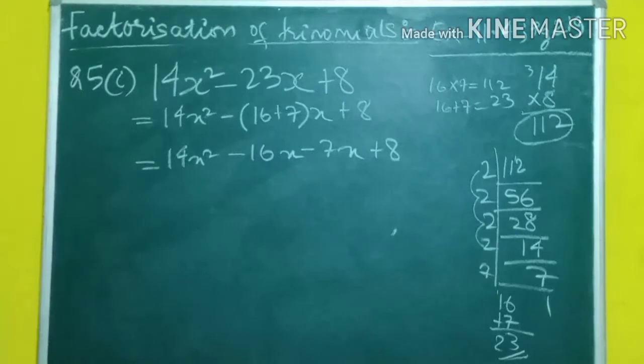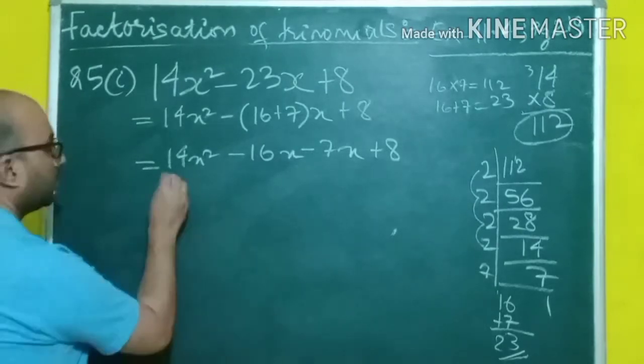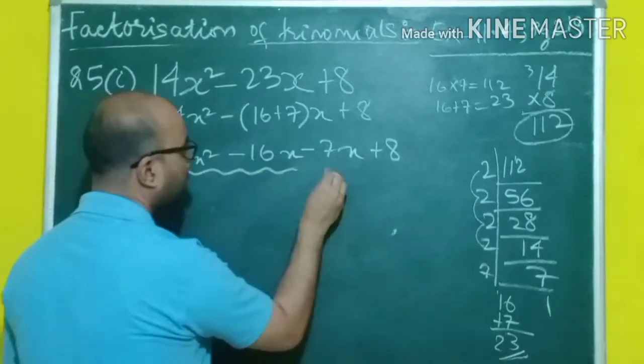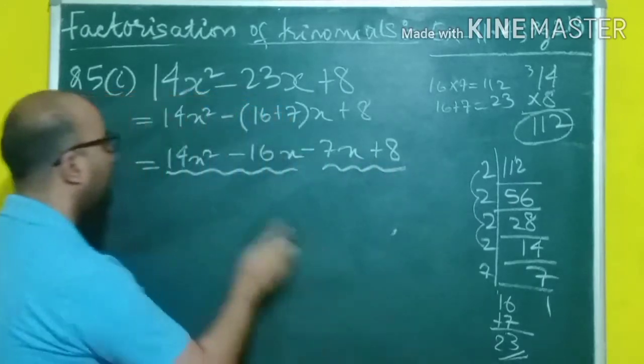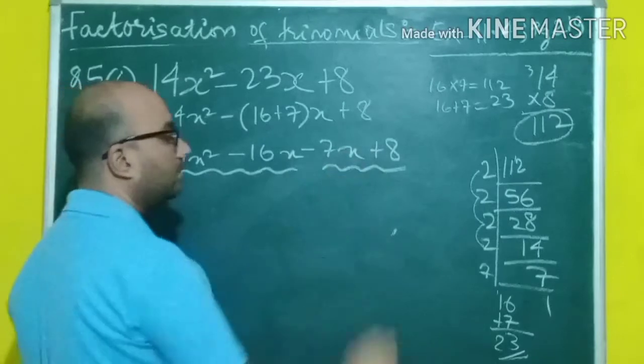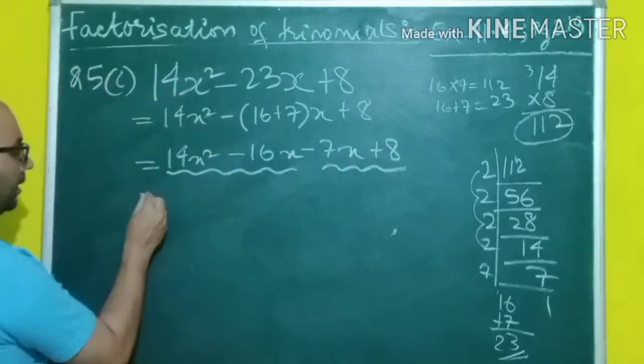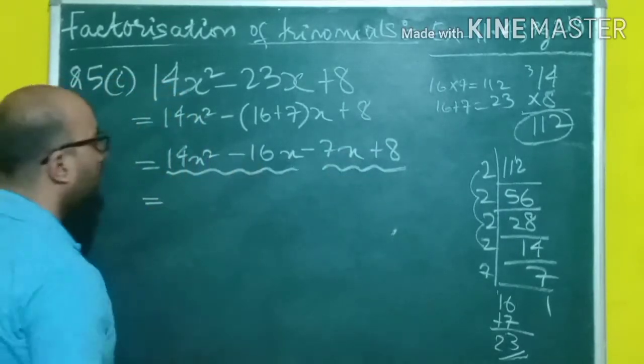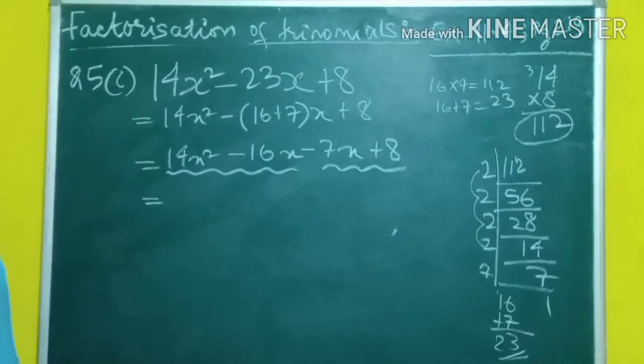Okay, now let us group the terms here. So this will be our first group and this will be our second group. That means the first two terms in the first group and the last two terms in the second group. Now let us see. What is the common factor between 14 and 16?